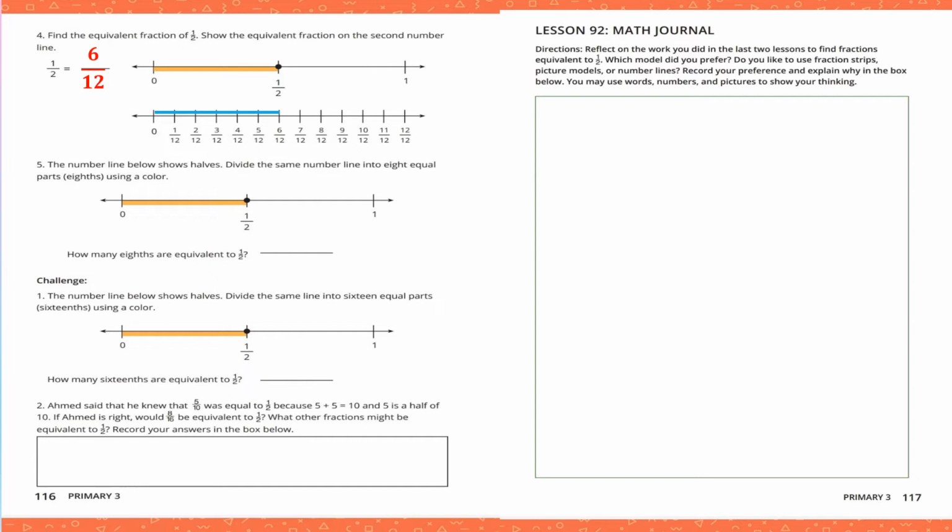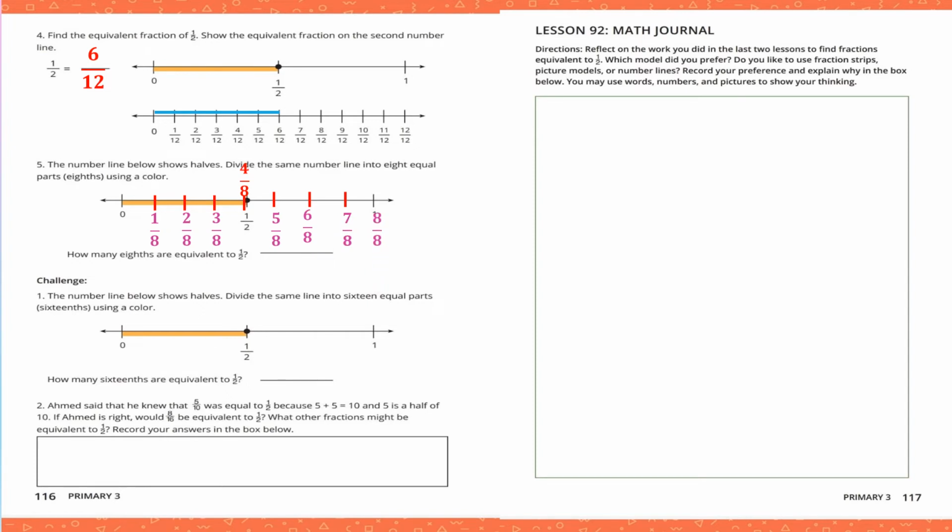Number 5, the number line below shows halves. Divide the same number line into 8 equal parts. So I wanted to divide this line into 8 equal parts, so I will make 7 dashes. 1, 2, 3, 4, 5, 6, 7. And the start point means 0 over 8. Then 1 over 8, 2 over 8, 3 over 8, 4 over 8, and so on, 8 over 8.